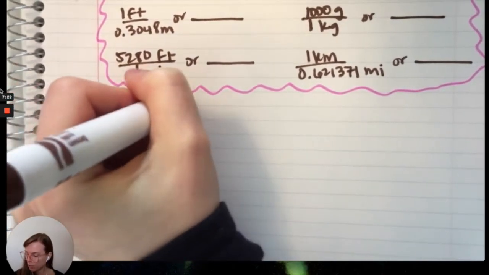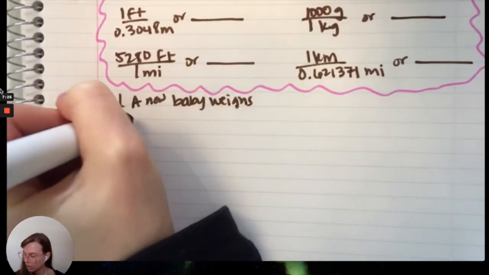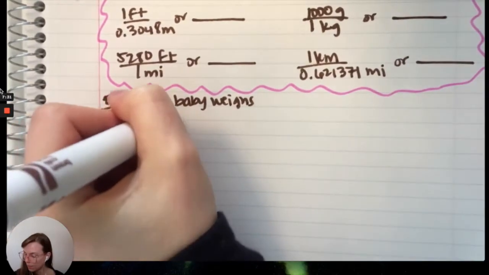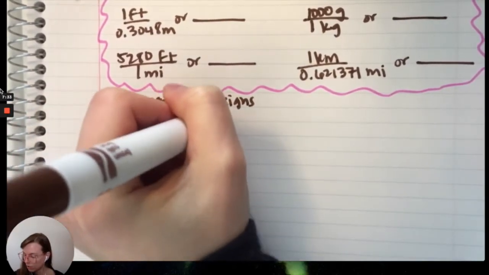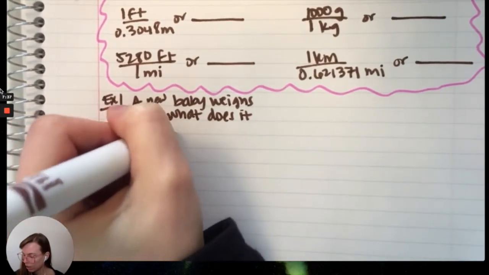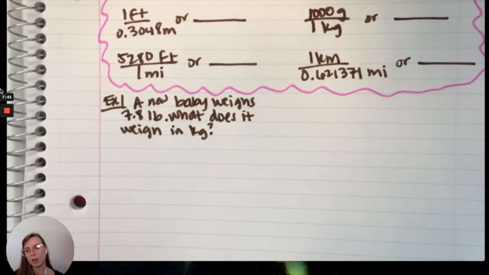A new baby weighs 7.8 pounds. What does it weigh in kilograms? Because most of the world uses kilograms. We in America use pounds.